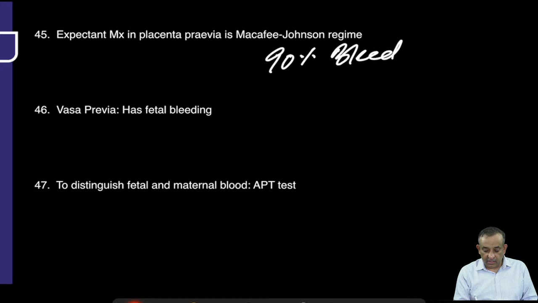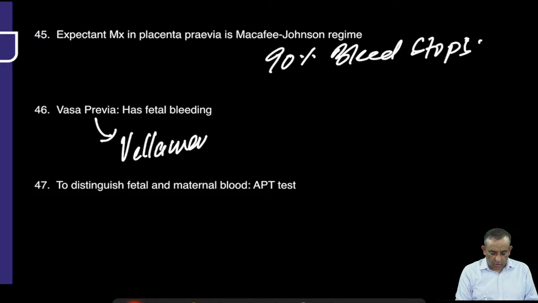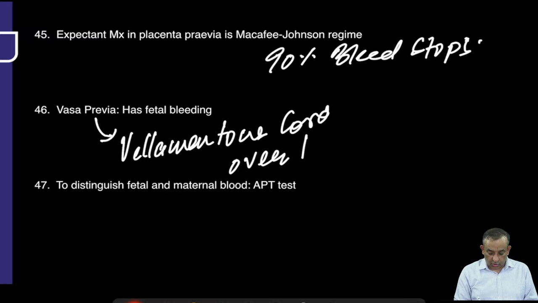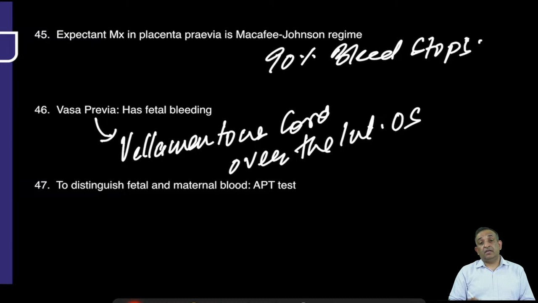All right, bleed stops. Now, vasa previa has fetal bleeding. Vasa previa is seen in a placenta which has a velamentous cord. Velamentous cord over the internal os. All right, you know that very well, but I'm just reminding you. Vasa previa has fetal bleeding, and in more than 50% of cases there is mortality. More than 50% mortality by vasa previa.